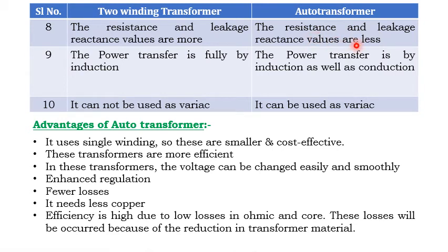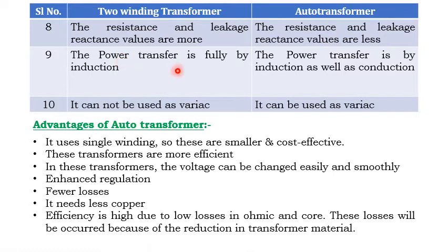Resistance and leakage reactance mean what? Each and every winding consists of a particular resistance as well as reactance. This resistance is represented as R. Its reactance is represented as X. So in case of a two winding transformer, these R and X values are more. In case of an auto transformer, R and X values are less.